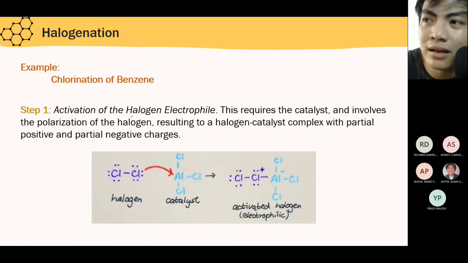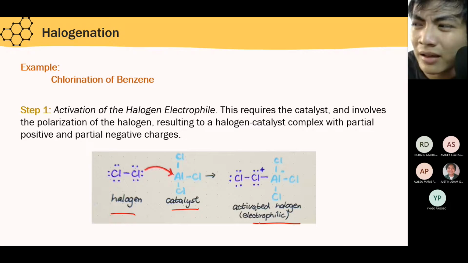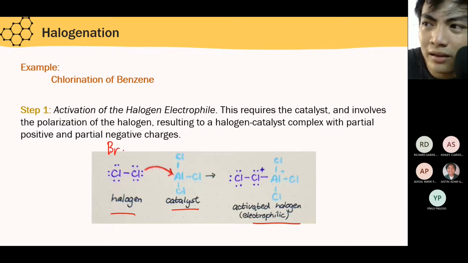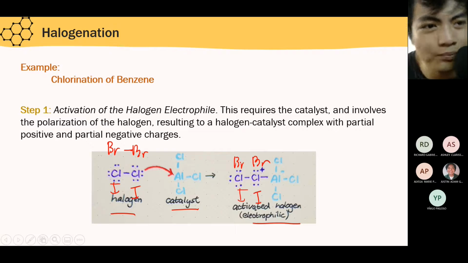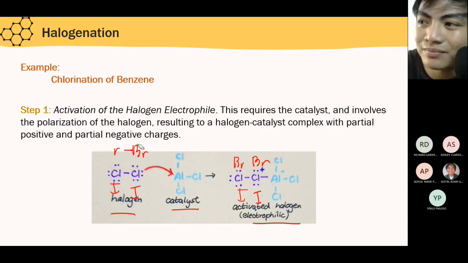So ito yung activation ng halogen electrophile mo. Okay? So basically, yung halogen mo kakabit sa catalyst to form the halogen electrophile. Ganyan yung itsura niya palagi. So kunwari, bromine meron ka, palitan mo lang itong dalawa ng bromine. Kunwari, you have iodine, palitan mo lang din yan ng iodine. Okay? So, basically, kokopya-kopyahin mo lang lahat.